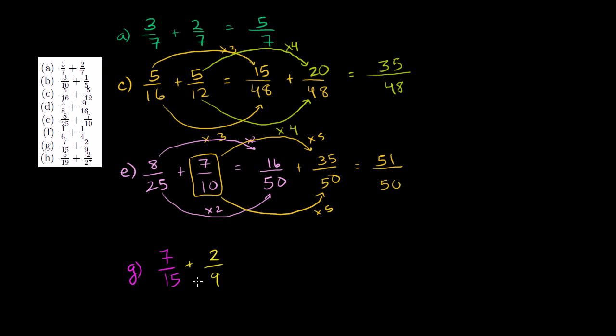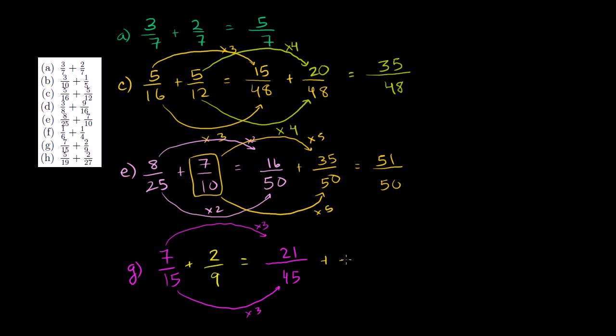2/9. Once again, denominators are different. Find a common denominator. What is the smallest number that both 15 and 9 go into? Let's see. 15 times 2 is 30. Nope, not divisible by 9. 15 times 3 is 45. That works. 45 is divisible by 9. So we use 45. 15 times 3 is 45. So 7 times 3 is 21. These two fractions are equivalent.